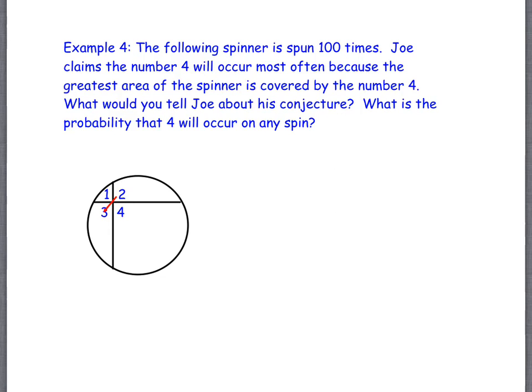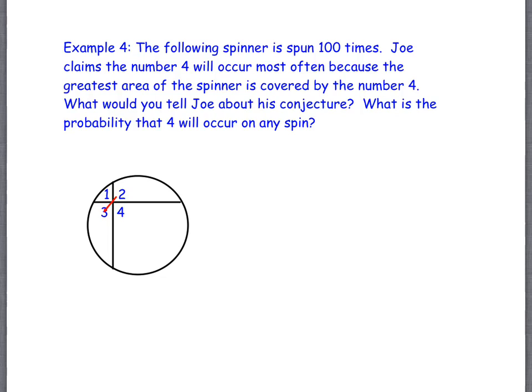So lots of weird things going on. How about this one? This is an interesting one. The following spinner is spun 100 times. Joe claims that the number 4 should occur or will occur most often because the greatest area of the spinner is covered by the number 4. What would you tell Joe about his conjecture? That little red piece right there is the spinner. That's what's going around. And what is the probability that 4 will occur on any spin? So what do you think?